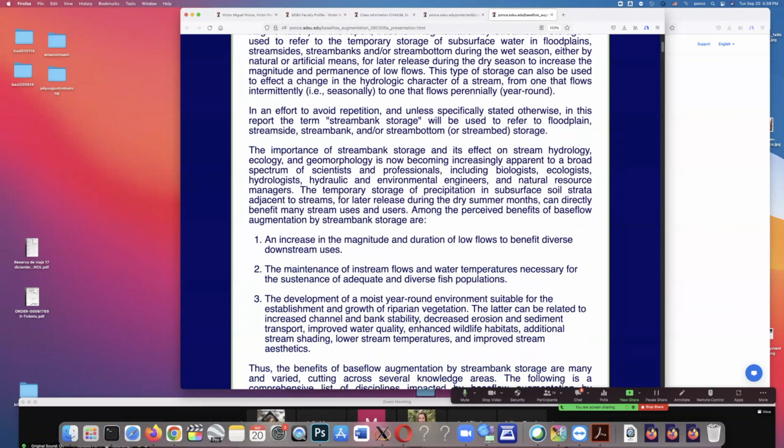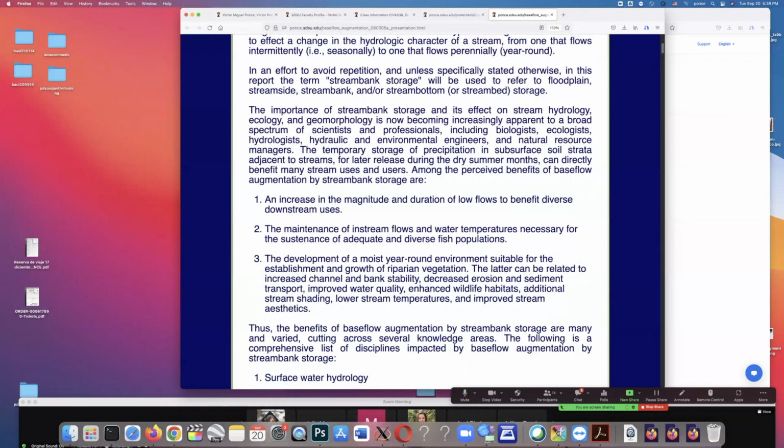Among the perceived benefits of baseflow are these. 1, increase in the magnitude and duration of low flows to benefit diverse downstream users. Low flows are important because they also maintain good, or reasonable amounts of, sediment transport. 2, maintenance of in-stream flows and water temperatures necessary for the sustenance of adequate and diverse fish populations. 3, development of a moist, year-round environment suitable for the establishment and growth of riparian vegetation.